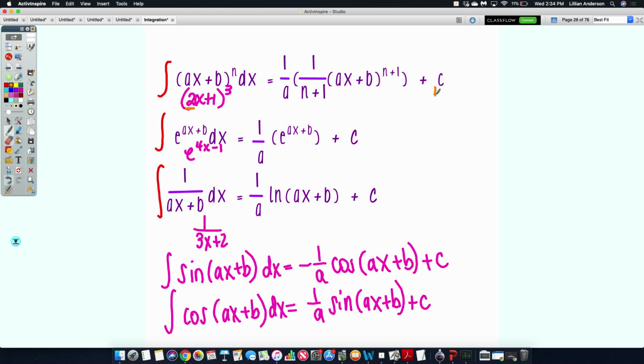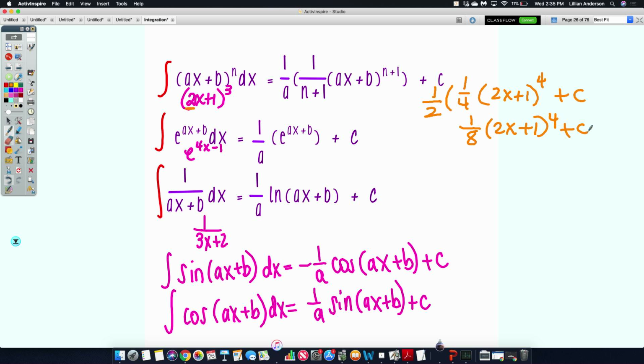So the antiderivative of this would be 1 over 2 times 1 over n plus 1. So you still add 1 to the exponent. So this would be 1 over 4. Then your linear factor of 2x plus 1 raised to the 4th power plus c. So then you just multiply the 1/2 and the 1/4 to get 1/8 times 2x plus 1 to the 4th power plus c. If you forget this rule, you could always use u substitution.